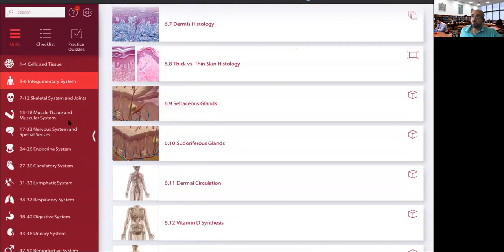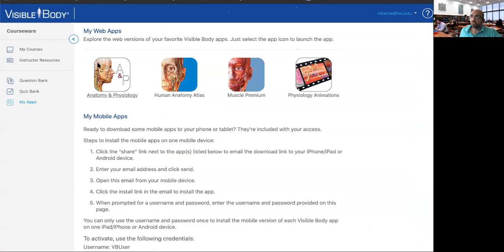Again, those are the apps that you have access to through the courseware that you've registered for. So again, when you sign in to Visible Body, you press My Apps, Anatomy and Physiology app. This is the one that will be matching our curriculum.